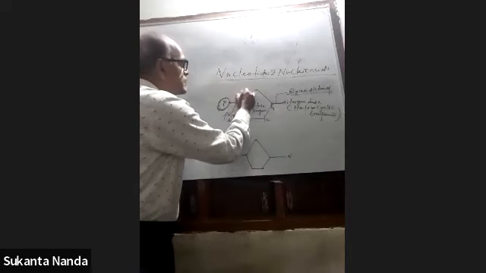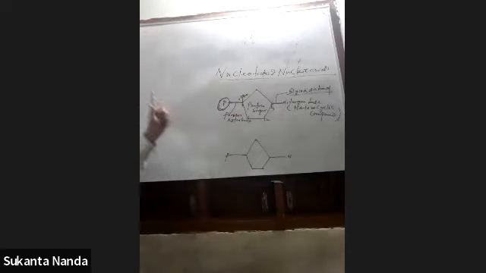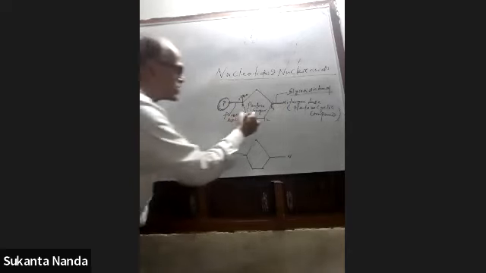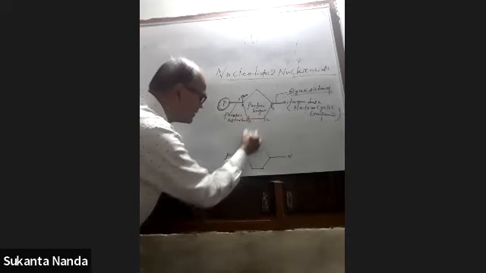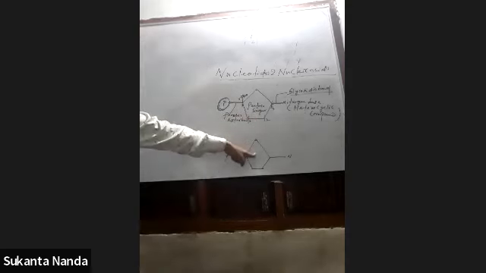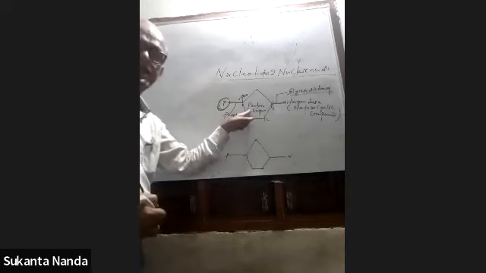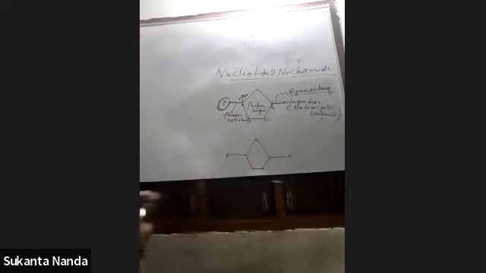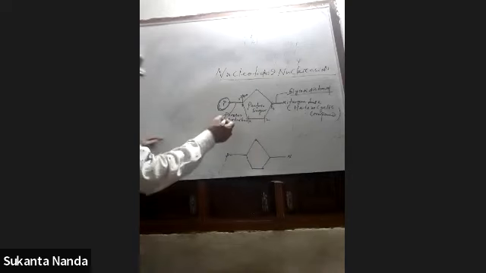Here is that of CH2OH, the 5 carbon. So what you see here is what you will have to join. That means it is another nucleotide. This is one nucleotide, this is another nucleotide, and one nucleotide is joined to another nucleotide by a phosphodiester bond.